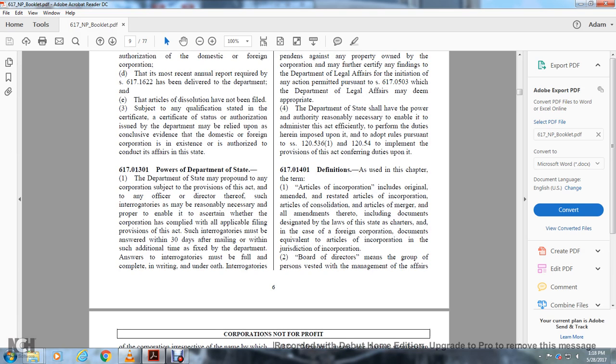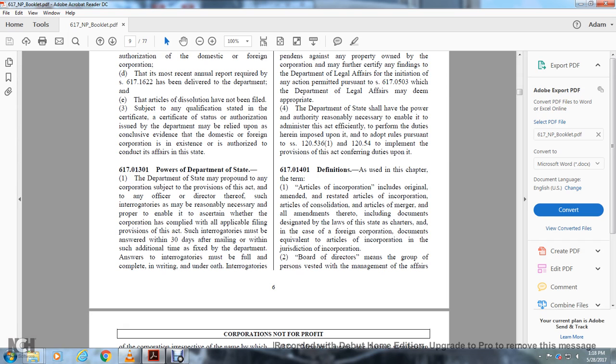617.04-101. As you've seen in this chapter, definitions. Articles of incorporation includes original, amendment, reinstated articles of incorporation, articles of consolidation, articles of merger, and all amendments thereto, including the documents designated by law of the state as a charter, but in the case of a foreign corporation, documents equivalent to the articles of incorporation for the jurisdiction of the corporation.